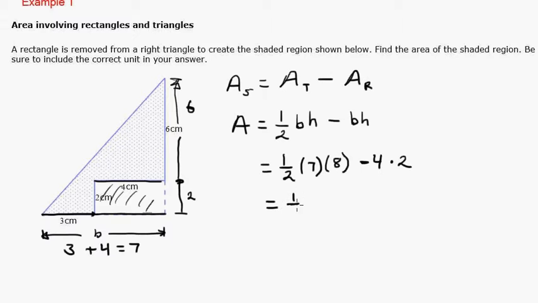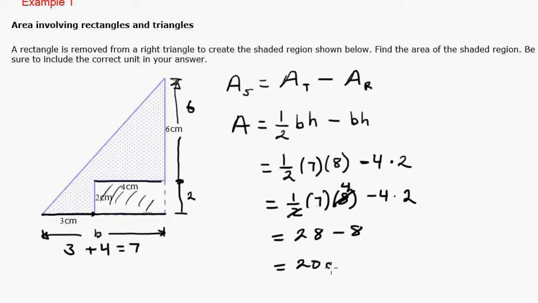So maybe I'll just do this one more time. So 2 goes into 8 4 times. 4 times 7 is 28. And then 4 times 2 is 8. So I get 20. Okay, so we're talking about area, so it would be 20 centimeters squared. That would be the area of this shaded region.